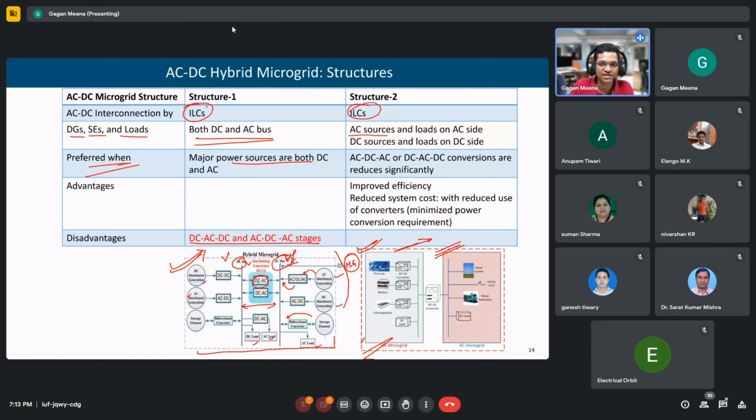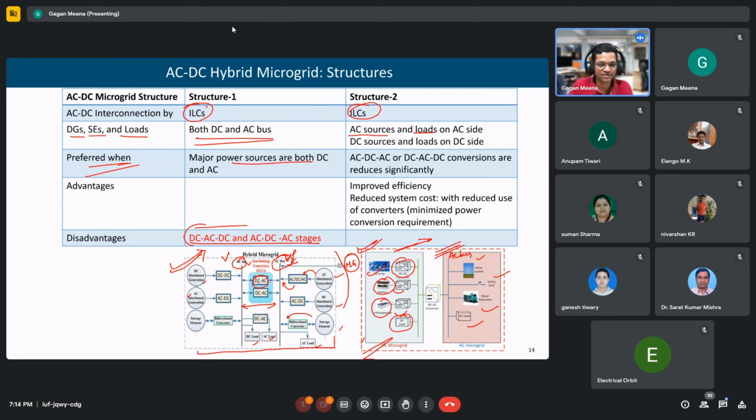Here AC sources and AC loads are only on the AC side. You can see here, this is the AC bus. So here we have wind, the main grid is connected here, a diesel generator is there, and AC loads are there. And then DC sources and loads are only on the DC side. This is PV, which is DC, connected through a DC-DC buck-boost or boost converter. Battery, which is also DC. Ultracapacitor also DC. And DC load. So all are DC on the DC side. So this is very good.